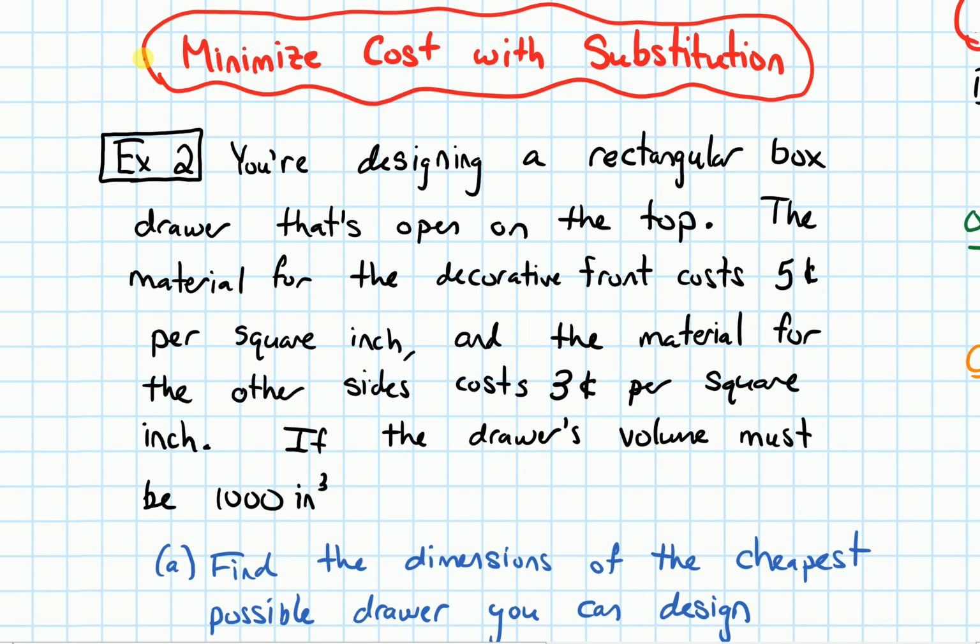In this video, we are continuing to talk about optimization questions that involve a constraint. And we will do an example where we minimize a multivariable cost function by substitution.